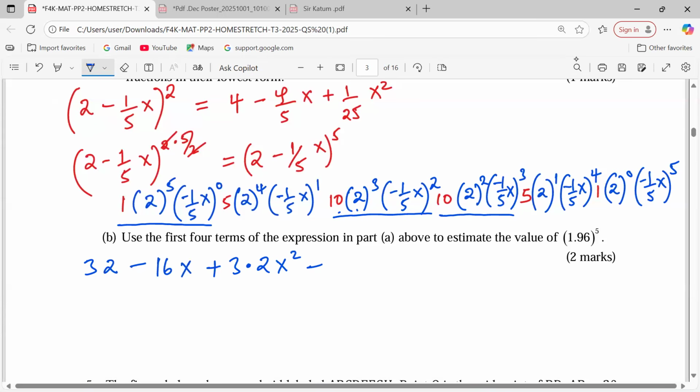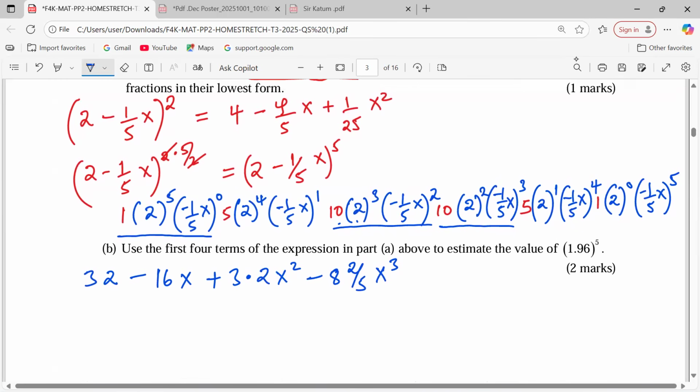which is 4, right? So 10 times 4, but we multiply by negative 1 over 5 power 3. 5 power 3 is 125. So I get negative 8 over 25, x power 3. It's my hope that that step is properly multiplied. Yeah, 5 power 3 is 125. Very true. 5 power 4 is 625.